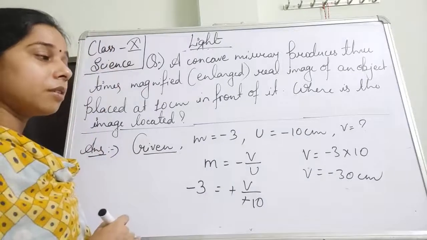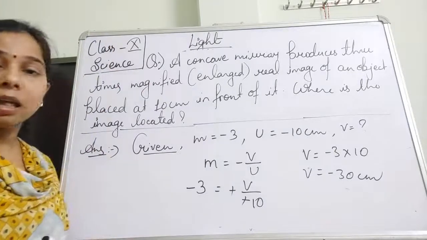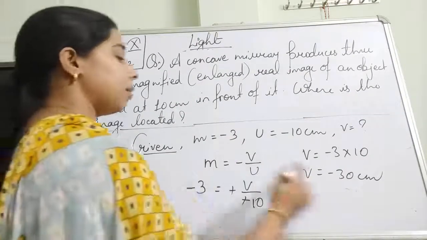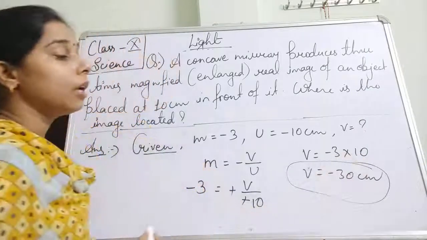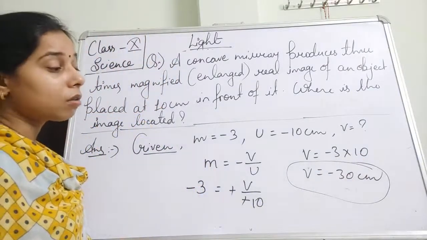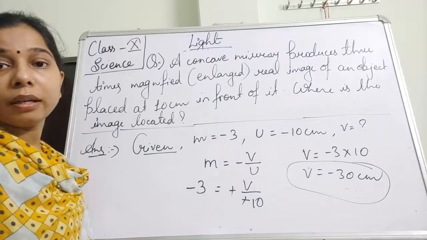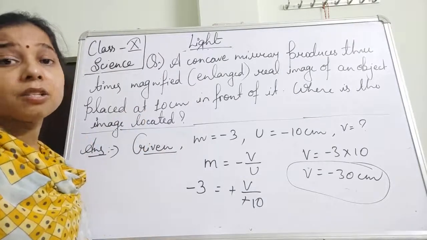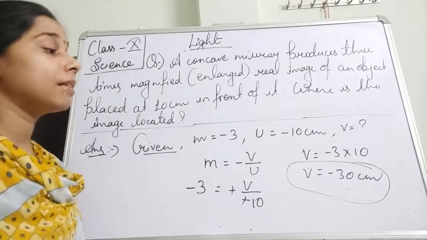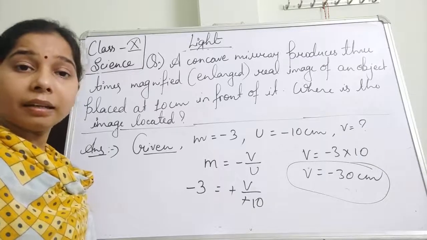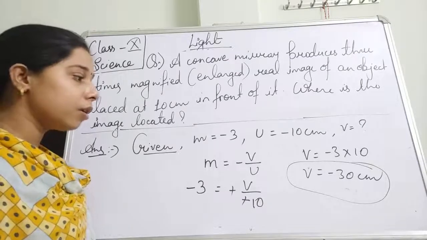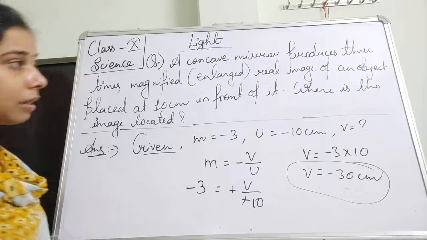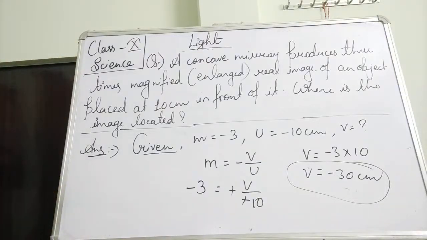So the position of the image is minus 30 centimeter. Okay, so we can say by this where the image is located: the image is located in front of the mirror, and because of this reason only, it is a real image. And how do we come to know that the image is a real image? Since the image distance is in the negative sign, we can say that it is a real image. So we have understood by this that the object distance is minus 10, so the image distance is minus 30 centimeter. So this is how we can find the image position also, students.